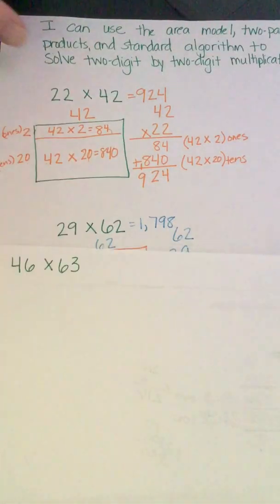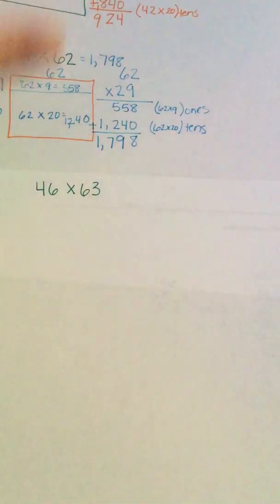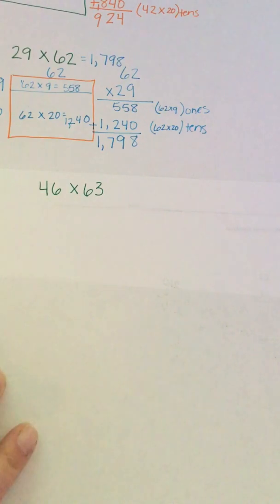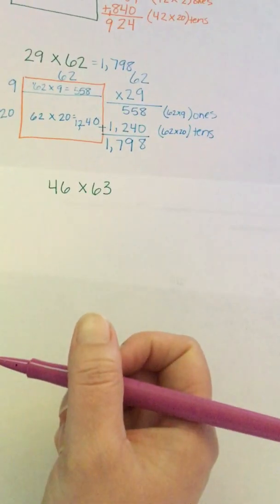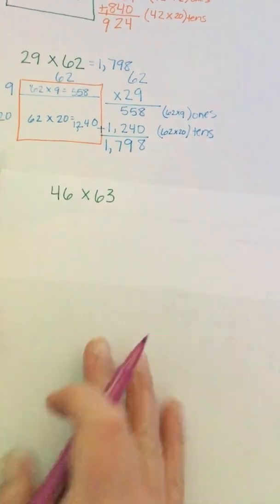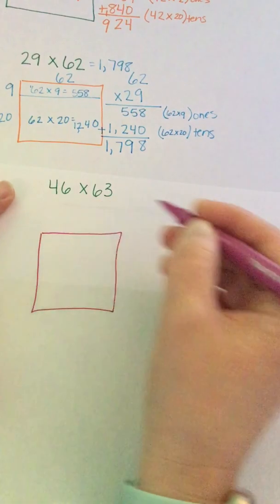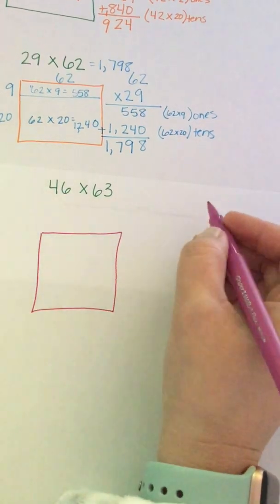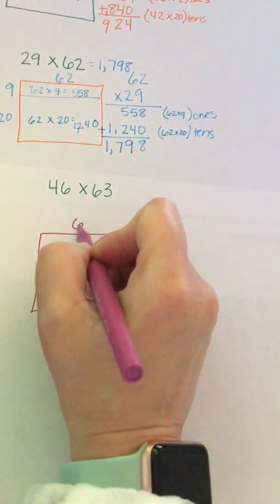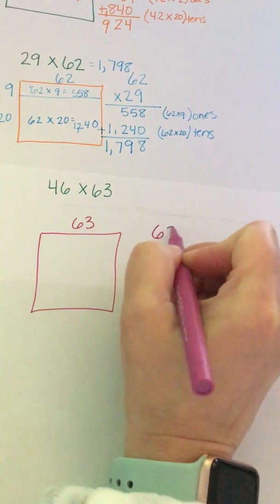We're going to do one more example. Our next one we're going to do, I'll move that up a little bit, is 46 times 63. Okay, we're going to draw our area model. What number am I going to put up top? I agree, 63, because that's our bigger number, so I'm going to write that over here.